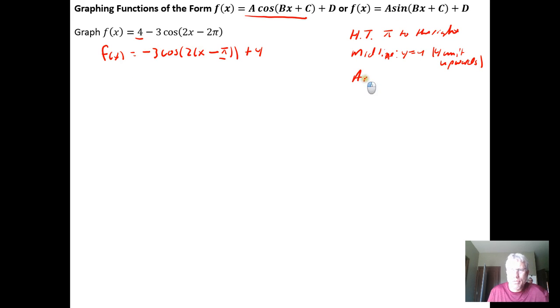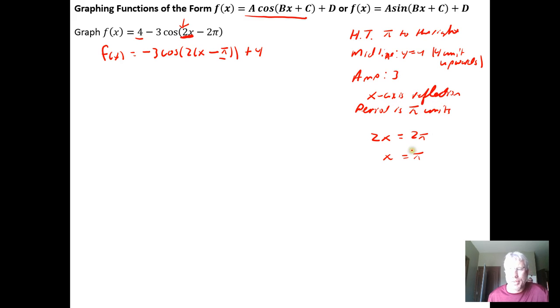Amplitude is 3. I do have a negation on the amplitude, so we're going to have an x-axis reflection. And have we taken care of everything? Oh no, we need to take care of finding the period. So we have a multiplier of 2 on the input variable, so everything's going to be happening twice as fast. So instead of 2 pi radians, my period should be pi radians. We could verify that by saying, when will the input 2x equal 2 pi? And if we divide both sides by 2, we get pi. So the period is pi units.